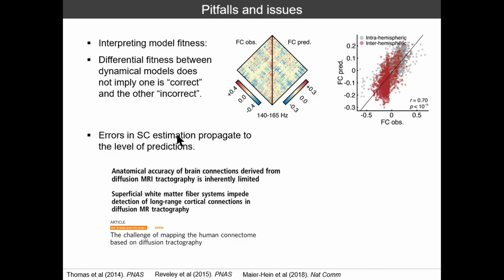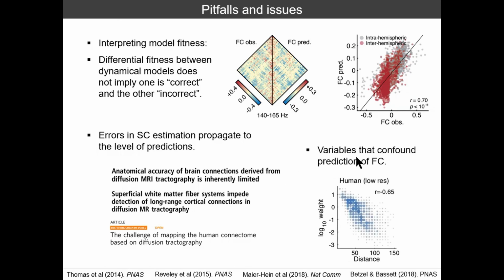All of these models use structural connectivity data to generate predictions. It's only as good as the data that comes in. And we've already heard at least one talk today illustrating some of the challenges, and there are many, associated with generating good structural connectivity maps.